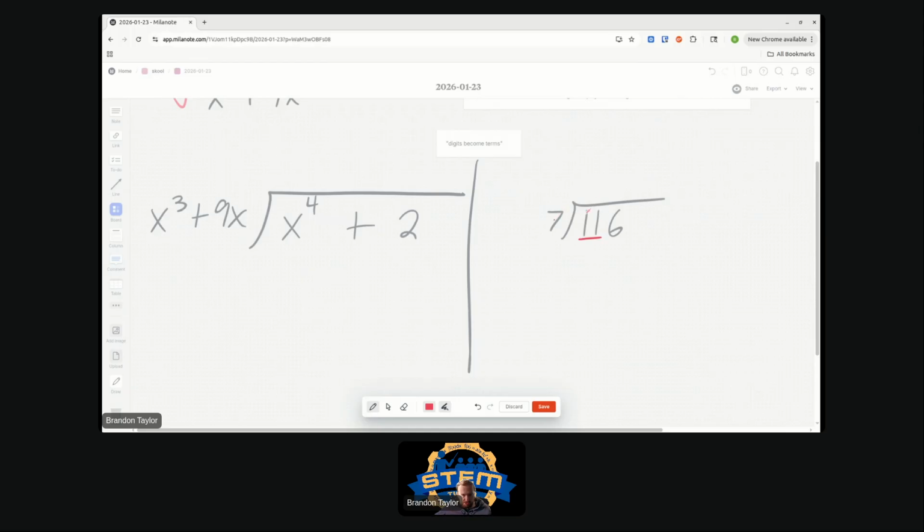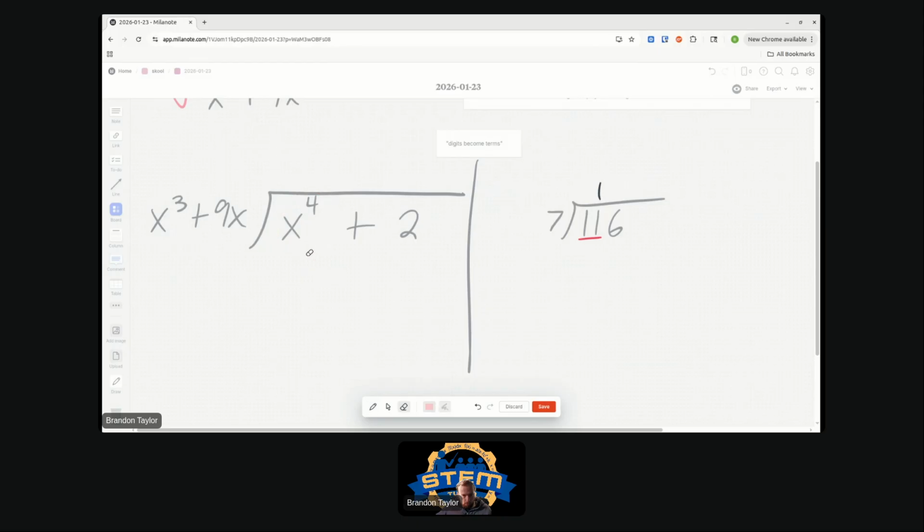So how many times does 7 go into 11? 1. Well, we can ask a similar question: how many times does x cubed go into x to the 4th? The way you figure that out is you basically just divide them, right? Like 11 divided by 7 is 1, and then it has a remainder, which we'll talk about.